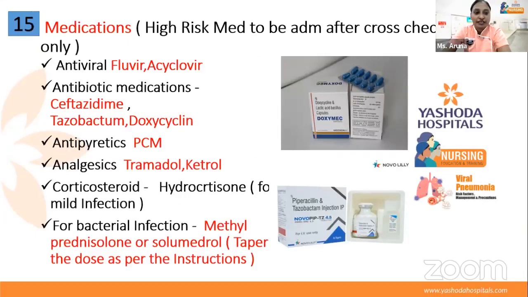Coming to the medications, the medications which we can use for viral pneumonia are of a high-risk nature. So as high-risk medications, we need to cross-check these medications like antivirals, antibiotics, antipyretics, analgesics, and corticosteroids. For bacterial infection, methylprednisolone or salmeterol, we can taper the dose as per the instructions. So I think, sir, you go with this order only. I think this is the prescribed medication.